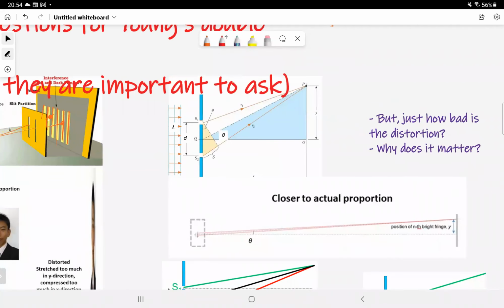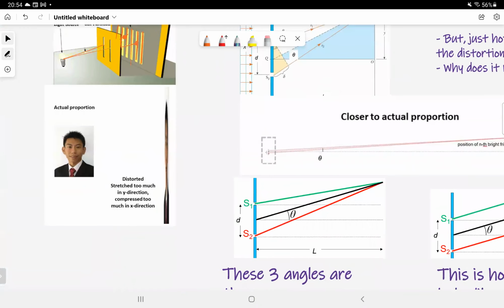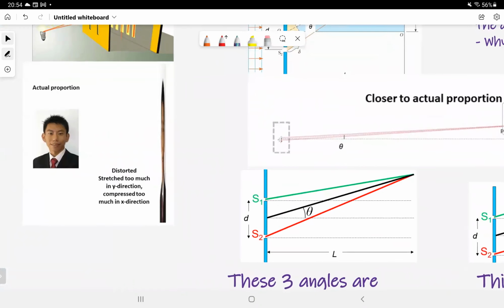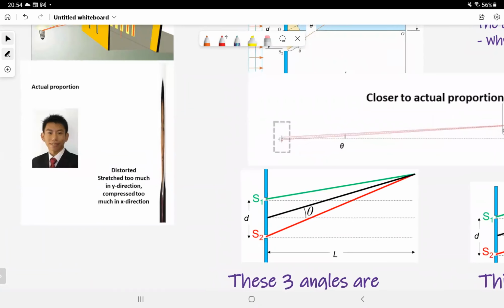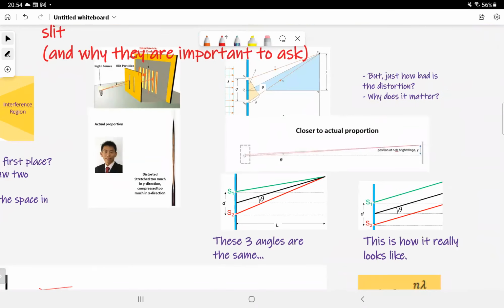These two, in relation to each other, it's just like my photo. You are distorting, stretching it too much in one direction, compressing it too much in the other. So it gives you a very distorted view.